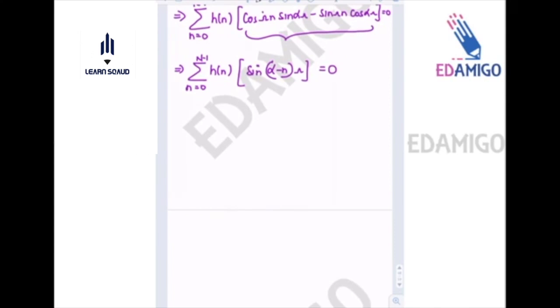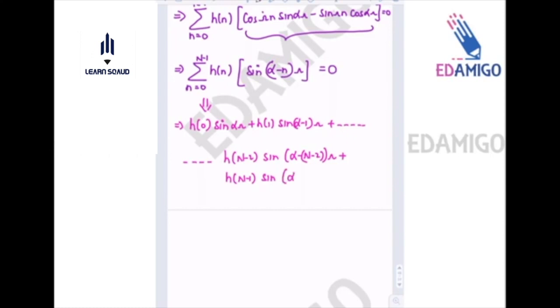Now if I expand this equation, we can see that it will be equal to h0 into sine of alpha sigma plus h1 into sine of alpha minus 1 into sigma, and so on, and we will get h[N-2] sine of alpha minus (N minus 2) into sigma plus h[N-1] sine of alpha minus (N minus 1) sigma. So this has to be 0.